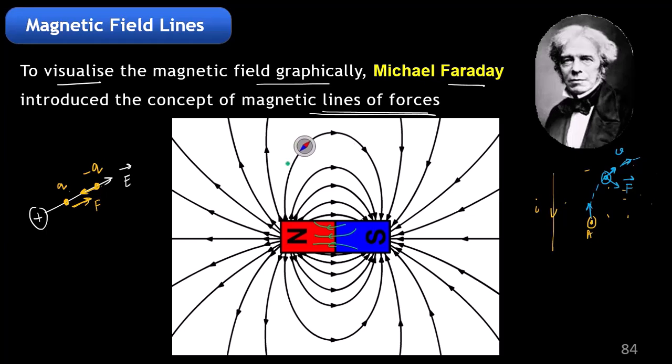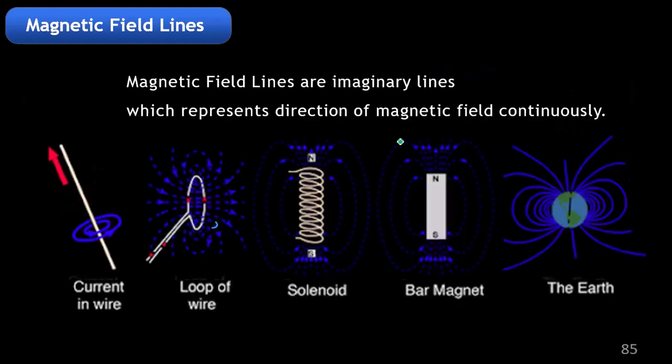And if I place a magnetic needle or magnetic compass, the compass will always show the deflection along the direction of the magnetic field. By measuring the deflection of the compass or magnetic needle, I can plot the magnetic field. Okay, so it cannot be visible. I cannot view it. But once I place the magnetic compass, then I can see in which direction the compass is moving. Accordingly, I can judge what is the direction of the magnetic field lines. Okay, so these are imaginary field lines which represent the direction of the magnetic field continuously.